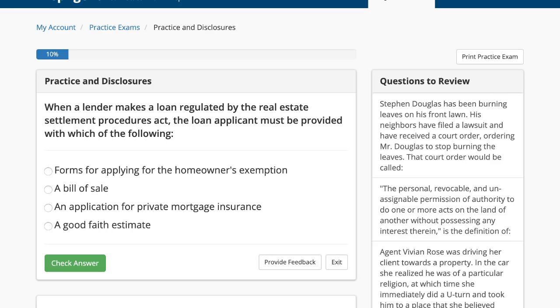When a lender makes a loan regulated by the Real Estate Settlement Procedures Act, the loan applicant must be provided with which of the following? A, forms for applying for the homeowner's exemption. B, a bill of sale. C, an application for private mortgage insurance. Or D, a good faith estimate.